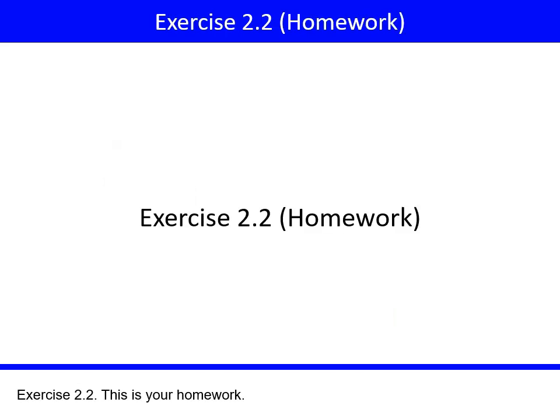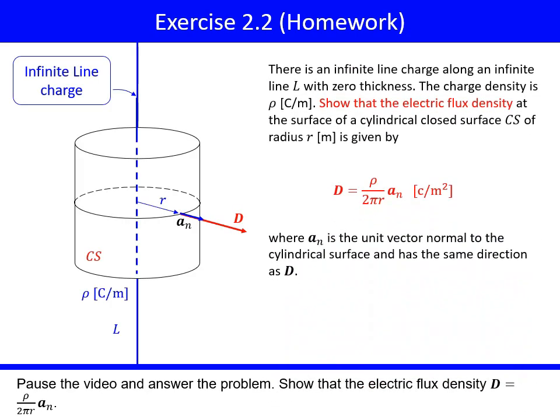Exercise 2.2. This is your homework. Pause the video, and answer the problem. Show that the electric flux density D equals rho over 2 pi r times an.